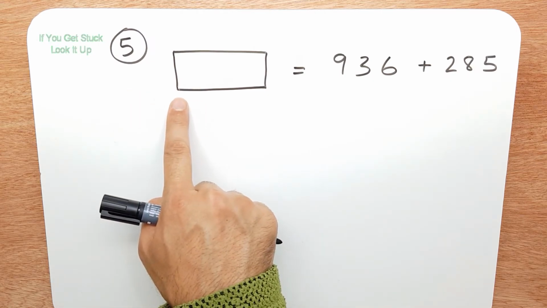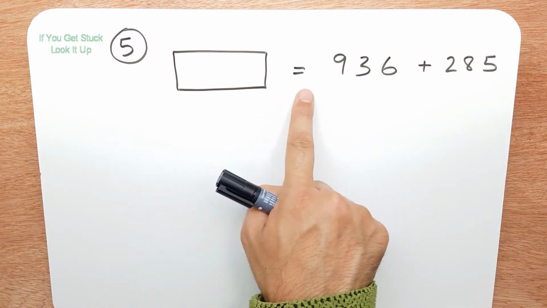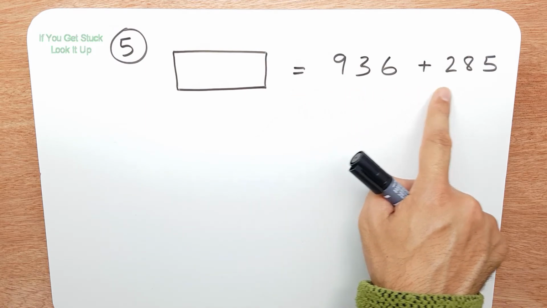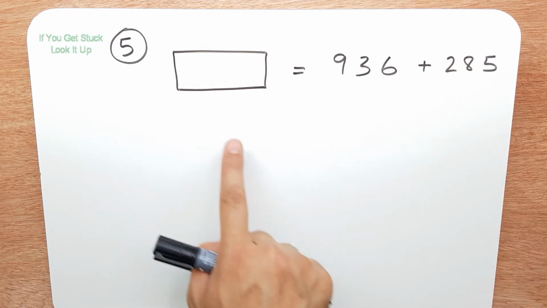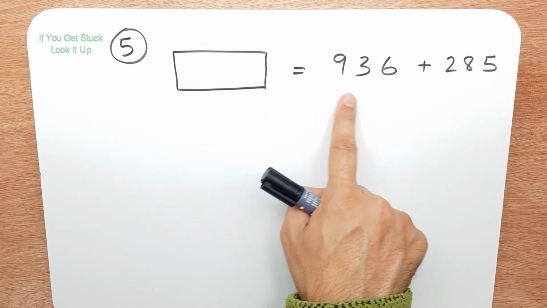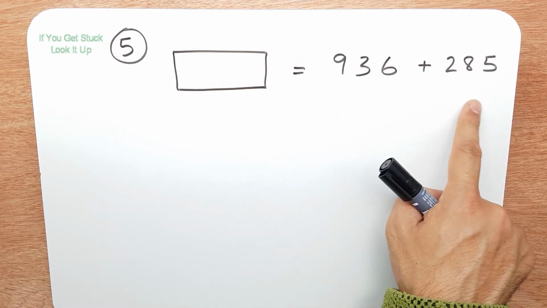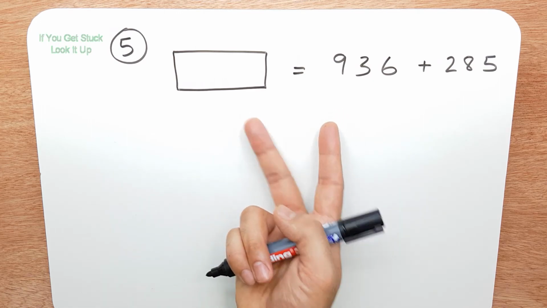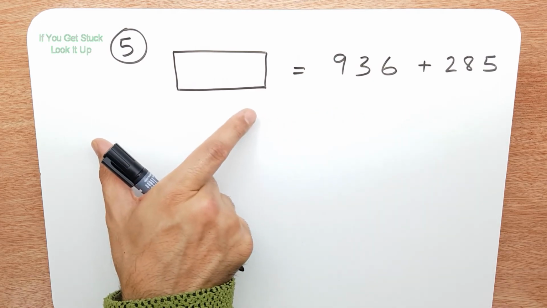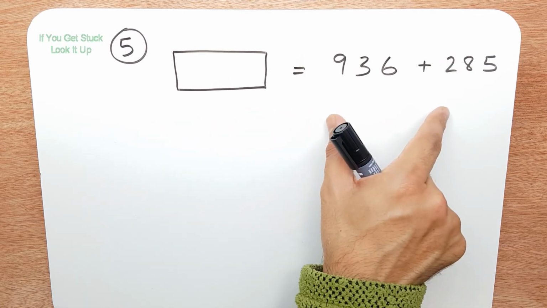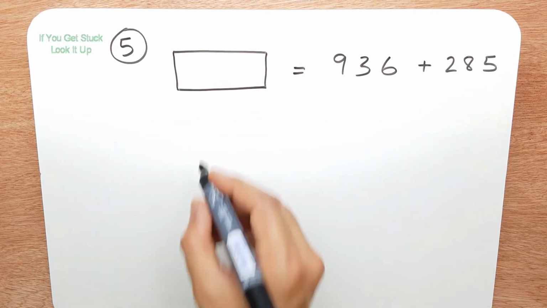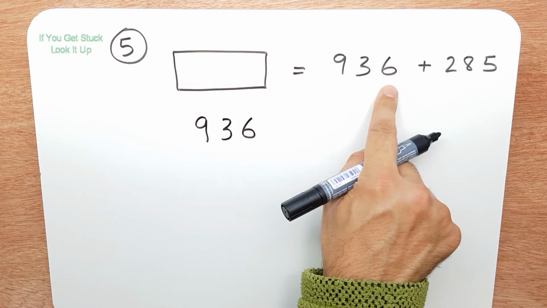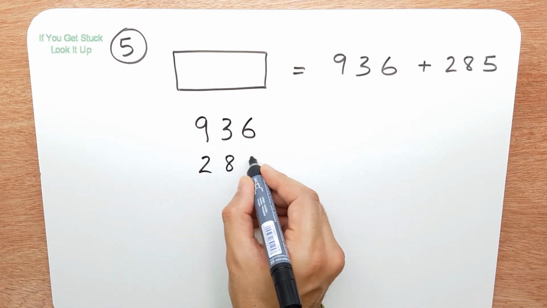Question 5 is something equals 936 add 285. So something equals 936 add 285. Now if you notice, it's flipped. Normally you see this on the left hand side and your answer box on the right hand side, but it doesn't make a difference. What we do is exactly the same. We line them up carefully.